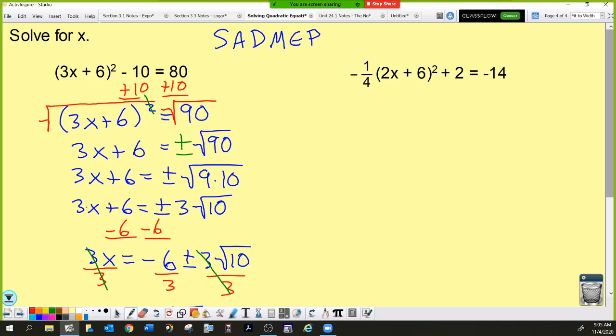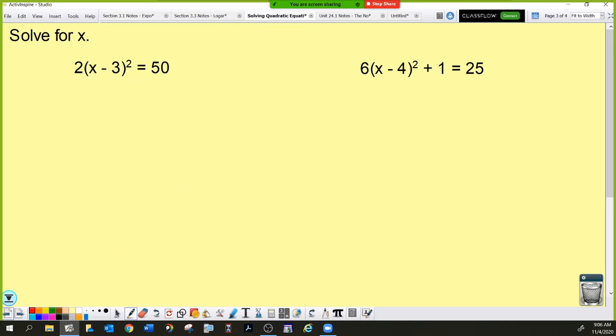Casey, what would you do with this one? How would you start it? If you distribute the 1/4, that's negative. Now, let me ask you a question. On either one of these examples, did I distribute that number? Well, look at your notes. Did I distribute that 2 or did I distribute that 6? No, I didn't. Both examples. I didn't distribute those numbers at all.